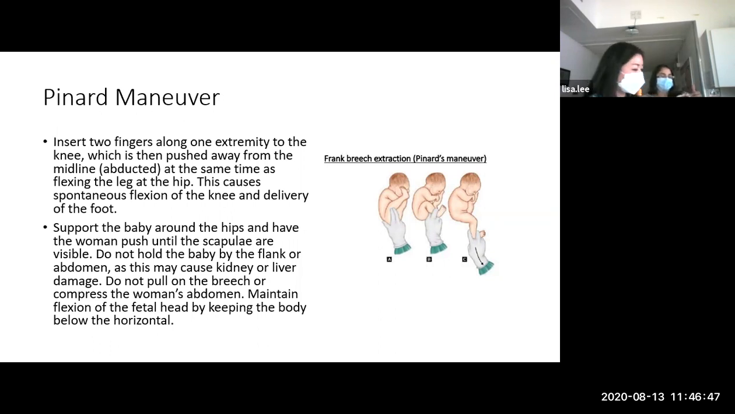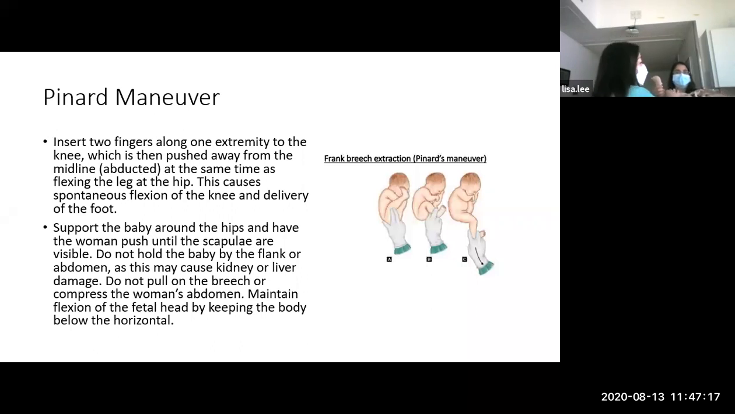I kind of think of it as if the baby was swimming, right? That's the motion that you want to make. Not backstroke. Breaststroke. So once the body is out, you're going to elevate a little above the horizontal, but not too much, because then you're going to extend the neck too much. You want to have the head flexed for delivery, right?